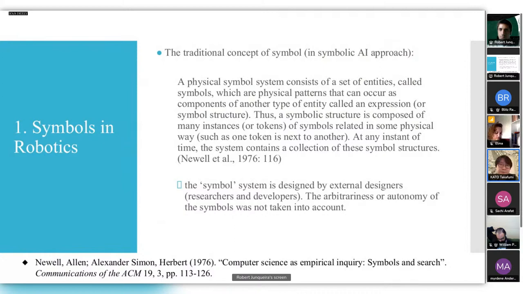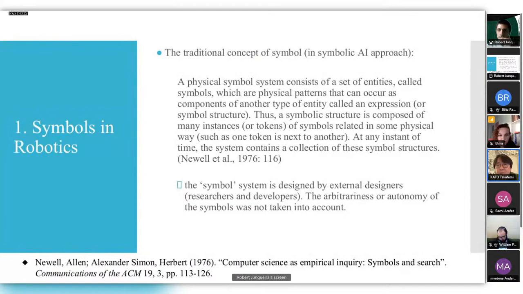A physical symbol system consists of a set of entities called symbols, which are physical patterns that can occur as components of another type of entity called an expression of a symbolic structure. Thus, a symbolic structure is composed of many instances or tokens of symbols related in some physical way, such as one token is next to another. At any instant of time, the system contains a collection of these symbol structures.